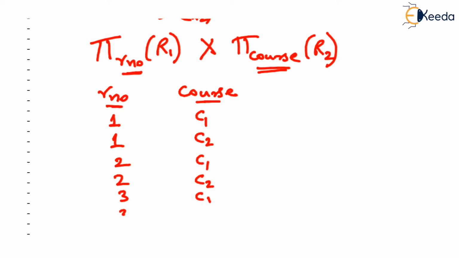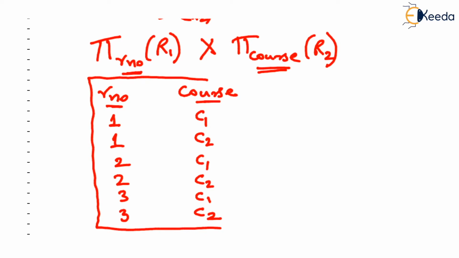Now what is this cross product indicating? This cross product is a new temporary relation which is saying that all the students have taken all the courses. Roll number 1 has taken both courses C1 and C2. Roll number 2 has taken both courses C1 and C2. Roll number 3 has also taken both courses C1 and C2. So we start by assuming that all the roll numbers have enrolled for all the courses.